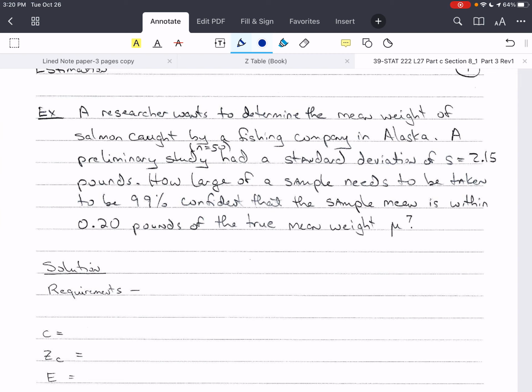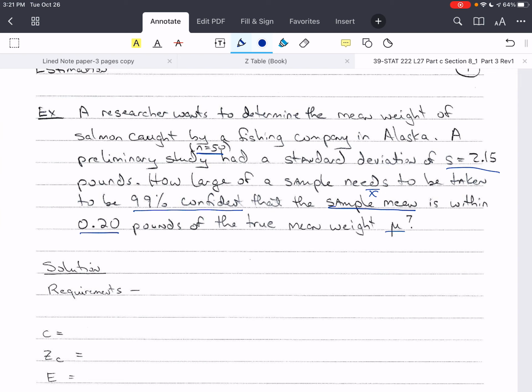A researcher wants to determine the average or mean weight of salmon caught by a certain fishing company up in Alaska. A preliminary study of n equals 50 had a standard deviation of S equals 2.15 pounds. How large does our sample size need to be in order to have a 99% confidence level, and to be 99% confident that the sample mean, which is x bar, is within 0.2 pounds of the true mean weight mu?